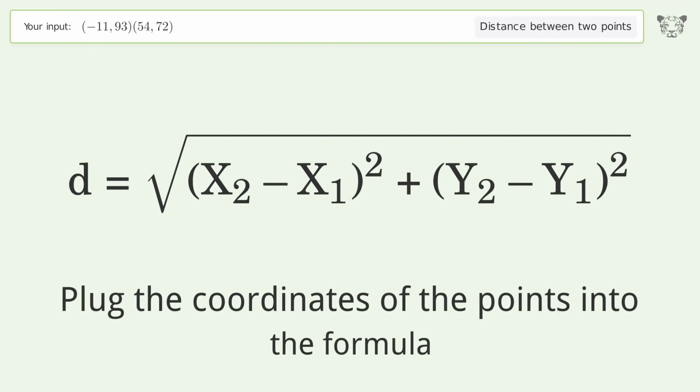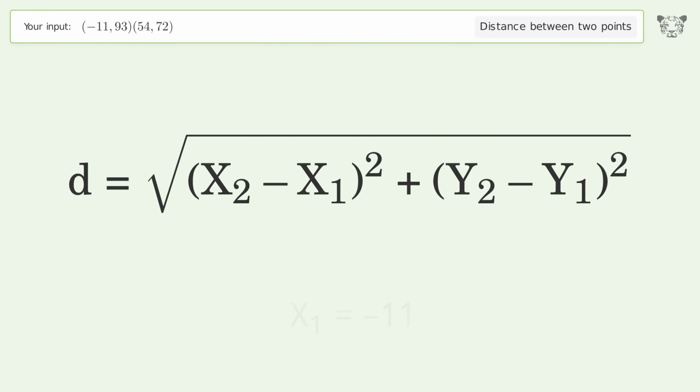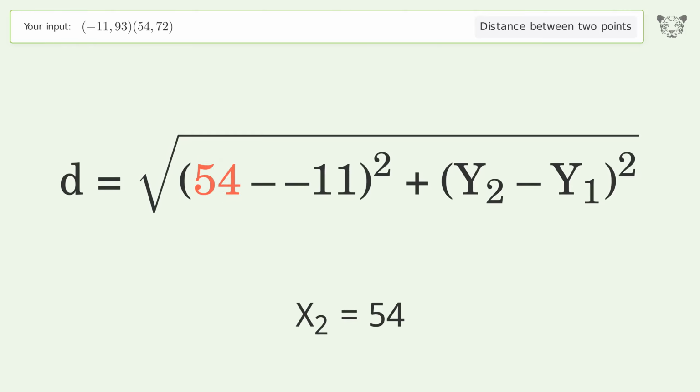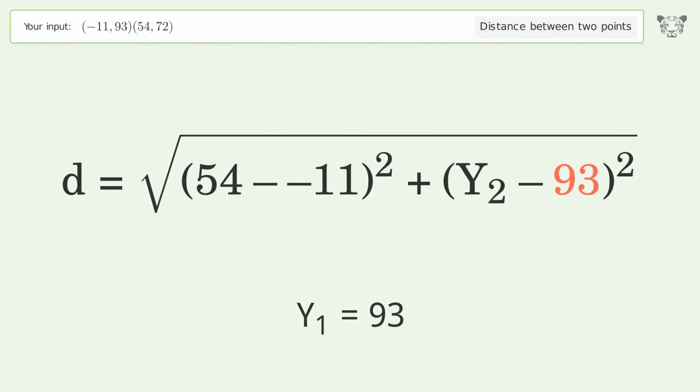Plug the coordinates of the points into the formula. x1 equals -11. x2 equals 54. y1 equals 93. y2 equals 72.